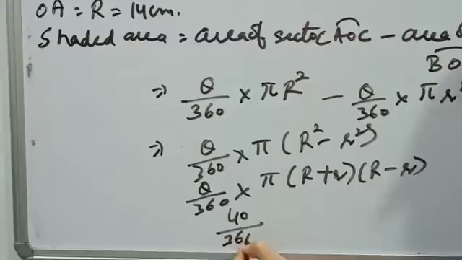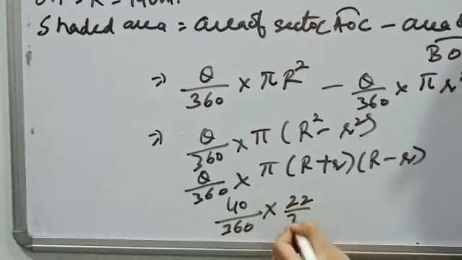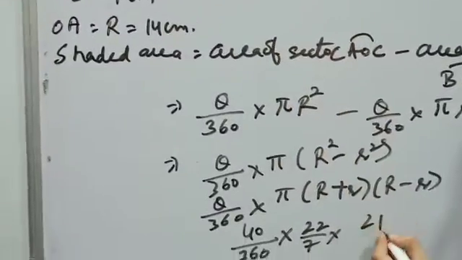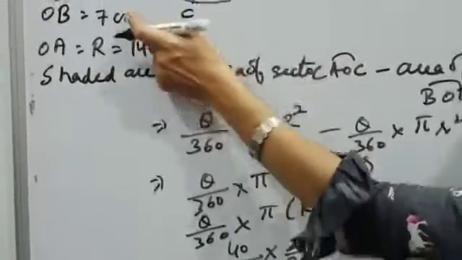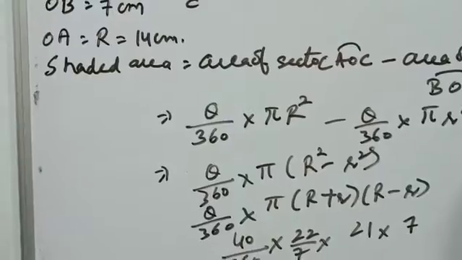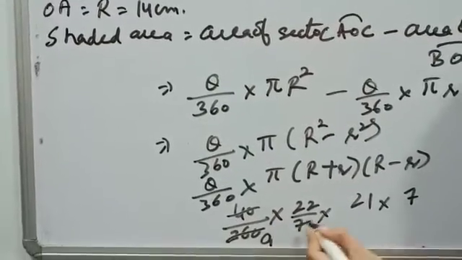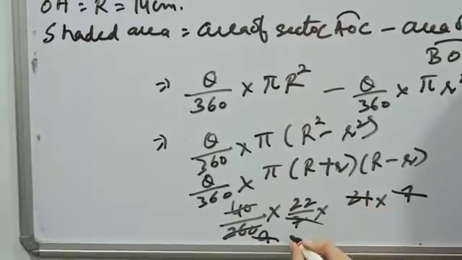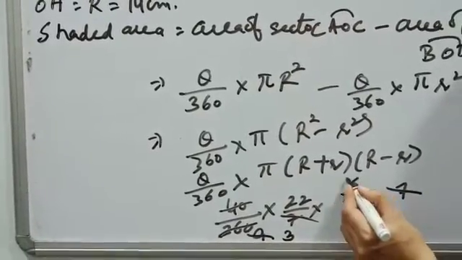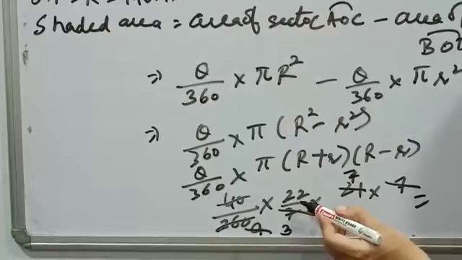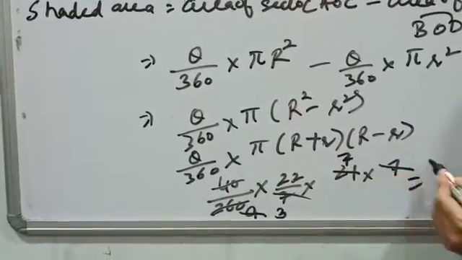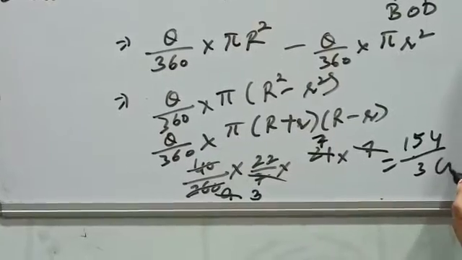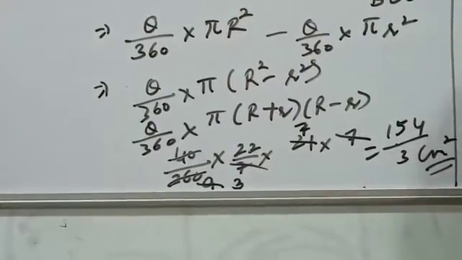40 upon 360 into 22 upon 7 into (R plus r), meaning 14 plus 7, it makes 21, and (R minus r), 14 minus 7, it makes 7. So 7 and 7 cut out, 9 and 21 cut out by the 3 table, 3s are and 7s are. So left over here is 22 multiplied by 7, which makes 154, upon the denominator 3, centimeter square. This is the shaded part area.